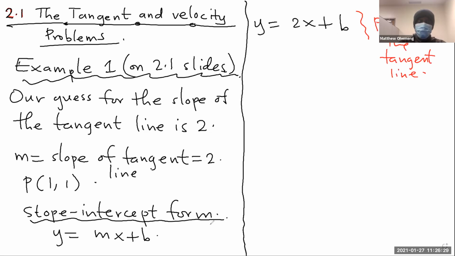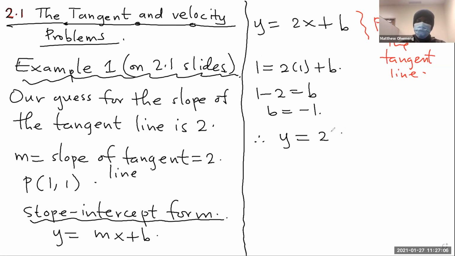So you're just going to solve this as follows. I think I see a question, but let me finish with the equation, and I'll come back to the question. So x is 1, y is 1. P(1, 1) means when x is 1, the y coordinate is 1. So you just put that here: 1 equal to 2 times 1 plus b. That gives you 1 minus 2 equal to b. Hence, b equal to -1. So your equation of the tangent is y equal to 2x minus 1.